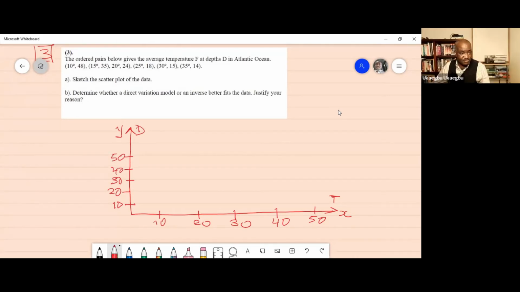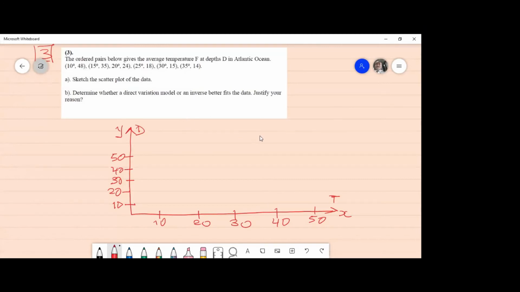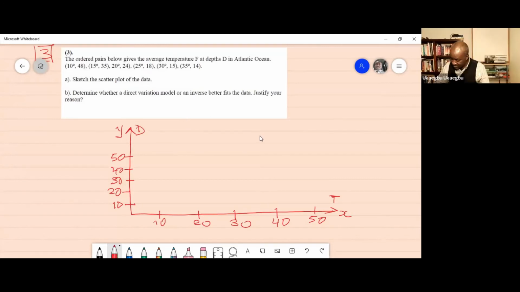So now first plot. First plot is when x is 10, 48. So 48 is somewhere here. Remember, you're just doing a sketch. Next, 15, 35. You see, this is 30, so 35 will be somewhere in the middle. And 15 will also be somewhere in the middle. So you're just doing a sketch.